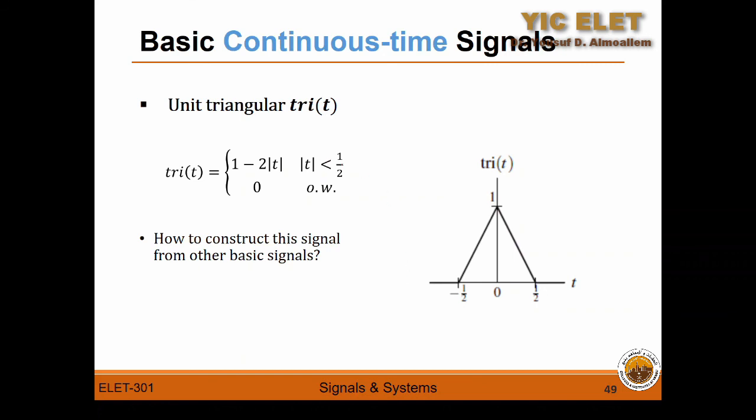The next one is the triangular function, which is called tri, and it is given by 1 minus 2 times the absolute value of t, and this expression will give this plot. So it will be the absolute value of t between minus half and half, and it is given as a triangle. That is the reason why the name was given as the triangle function. Maybe you can think about a way to construct the signal from the other basic signals. I would recommend you to think about the ramp function.